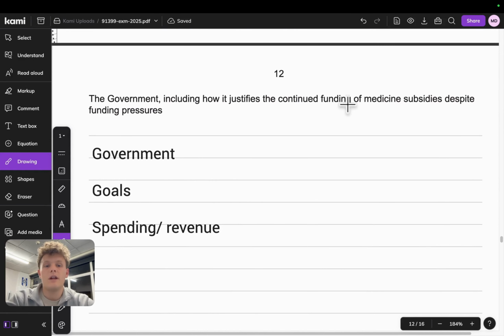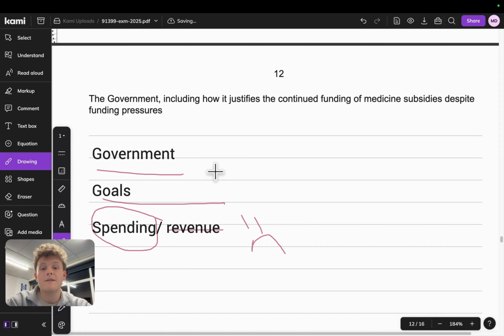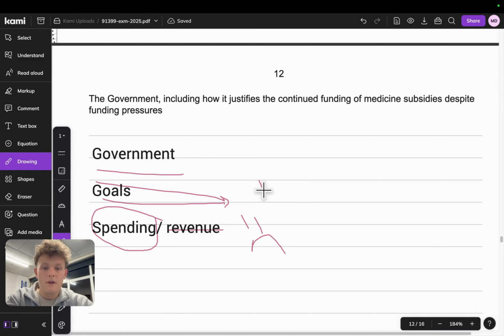The government, including how it justifies funding. So we want to know, for the government, have they achieved their goals? And do they have to spend or do they get revenue? In this case of the subsidy, we know it's government spending, which is a negative for them. But their goal is achieved because they're increasing the number of medicines consumed. And medicine reduces their spending in the long run. So let's have a look at the government goals. Yes, the government goal is achieved.